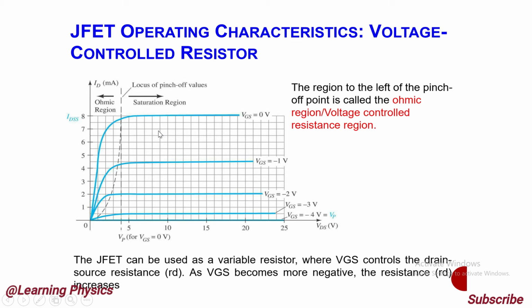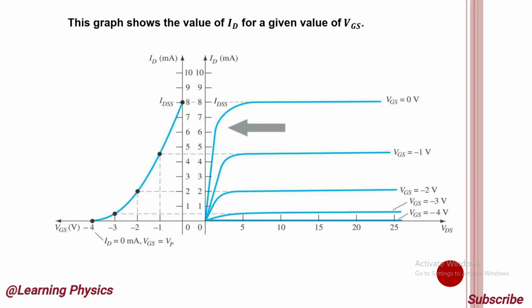The JFET can be used as a variable resistor where VGS controls the drain-source resistance. As VGS becomes more negative, the resistance value increases. Here the gate terminal acts as a control, and we can see the device goes into the saturation region more quickly when the magnitude of the gate-to-source voltage increases. And this is the graph between VDS and ID, the ID versus VDS graph.